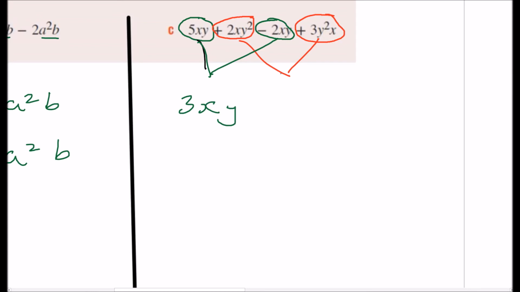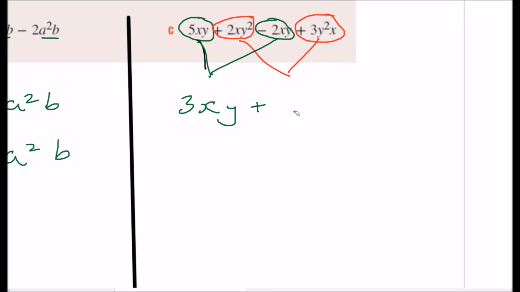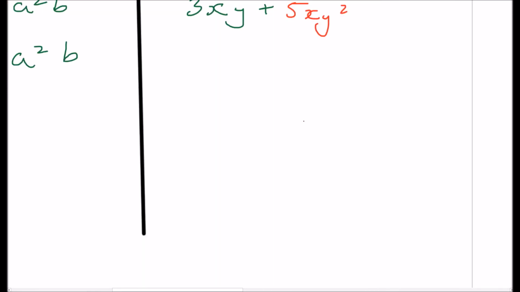Okay, and then you're left with plus 2xy squared plus 2y squared x. So adding them together, 2 plus 3 equals 5xy squared. Okay, so put the like terms together. Oh, actually, I'll do that in another color so you guys can get it. So 5xy squared. Okay, let's move on.